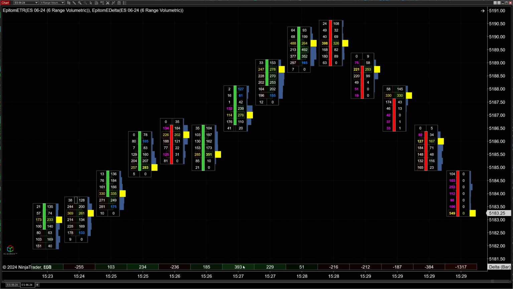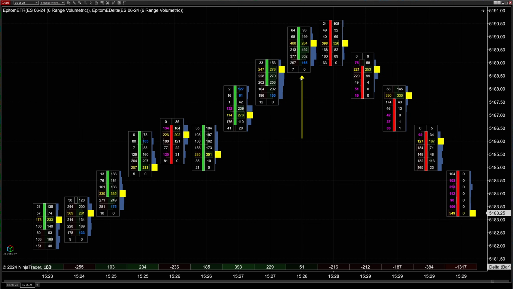Next delta, 393. So these two deltas consecutively are more bullish than the previous delta, meaning 393 is greater than 185, and 185 is greater than minus 236. Now, I want you guys to pay attention to when this starts to flip. As we start coming up higher, is 229 greater than 393? No. Then we get 51. Is 51 greater than 229? The answer is no. So right here on this candle, I'm like, uh-oh, the trend may be getting ready to, at minimum, have a minor correction on the way down.